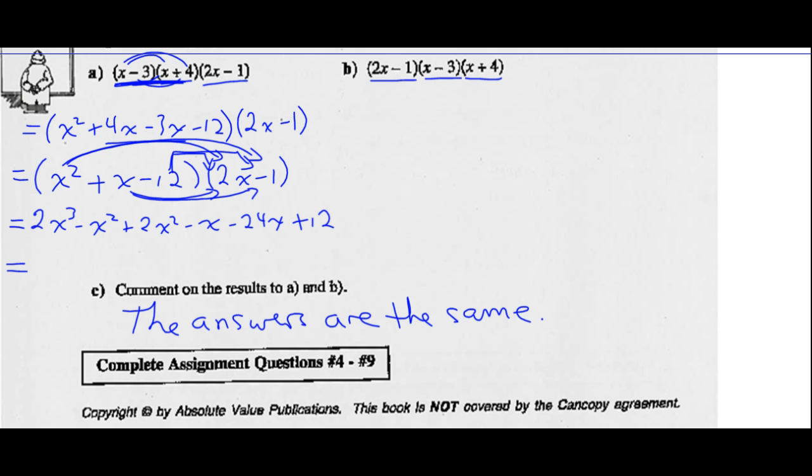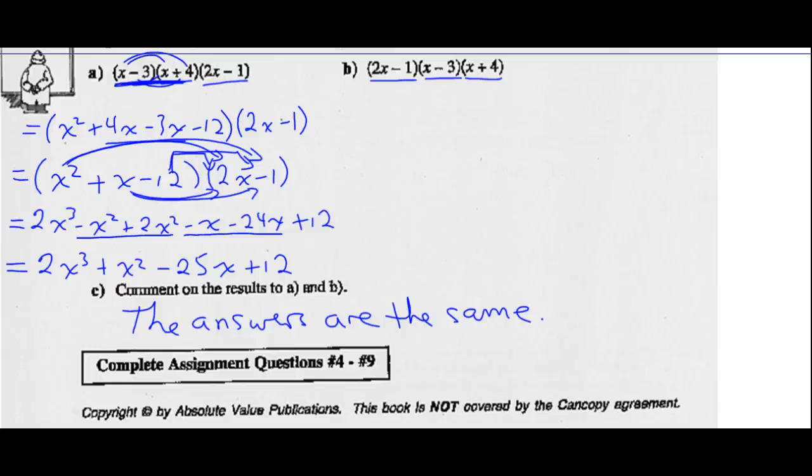So combine the like terms, 2x cubed. Negative x squared plus 2x squared is a plus x squared. Negative x minus 24x, a minus 25x. And I've got a plus 12. Great. Let's see if we get the same thing in part B.